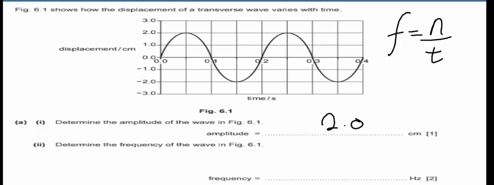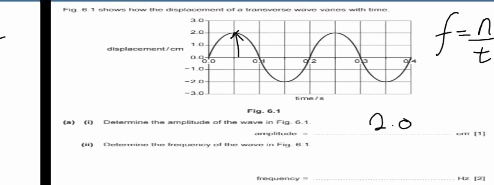Now, how are we going to determine the successive waves here? One thing that you need to understand is that the maximum displacement of the wave, which is the amplitude in this case, and also the minimum displacement of the wave makes one successive wave. Meaning from this point up to this point, we are going to have one successive wave. Then from the same point up to this point, we are going to have another successive wave. So from this graph, we have two successive waves.